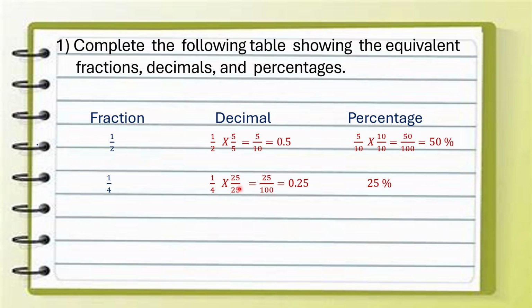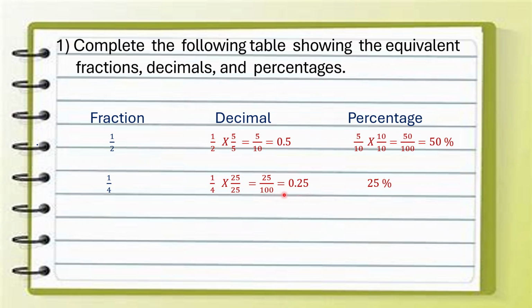So what number we are multiplying in the denominator, the same number we should multiply in the numerator. So 1 into 25, it's 25. So 4 into 25, it's 100. Now 25 by 100 equals 0.25. So the denominator is 100, that means after the decimal point, we are supposed to have two places. So 1 by 4 equals 0.25.